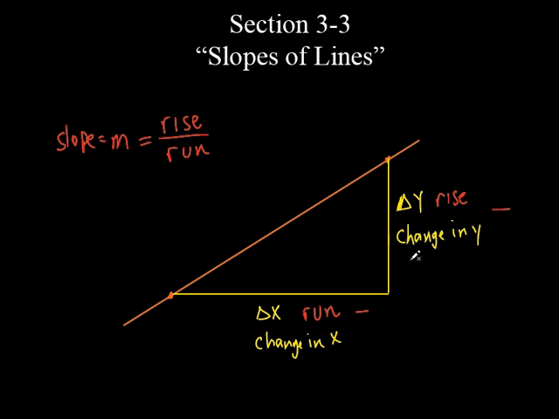Okay, so what slope is this? Let's just talk about the signs right now. This is a negative over a negative. It's rise over run, negative over negative. And what is a negative over negative? It's a positive. So this is a positive slope.